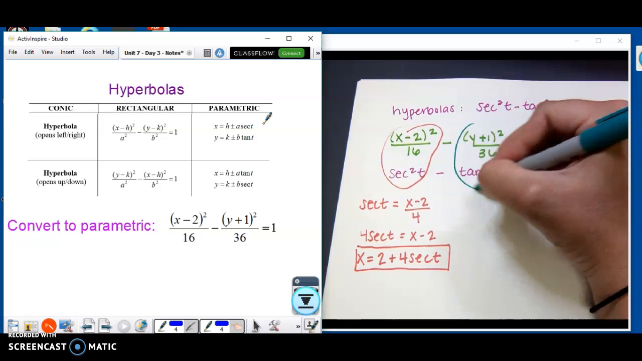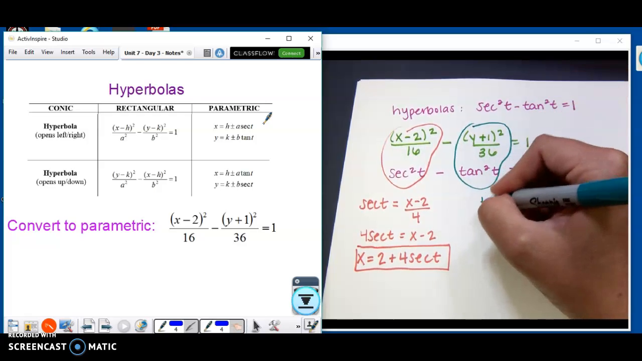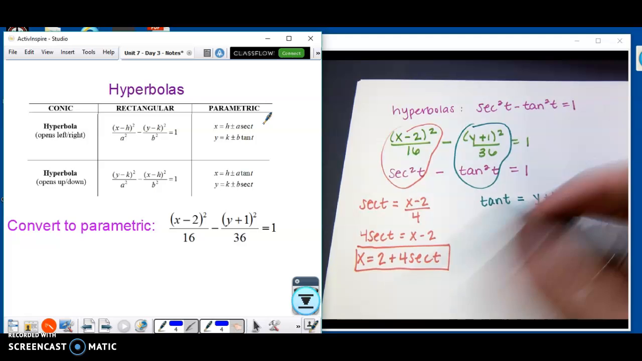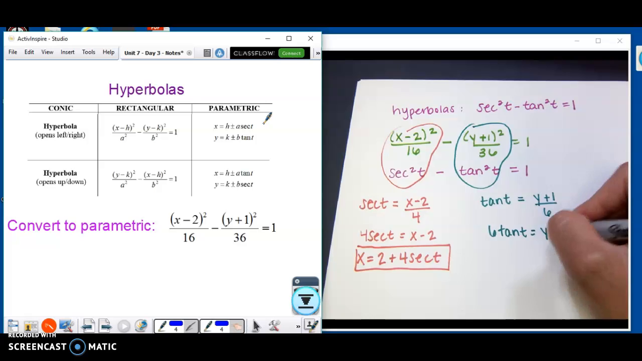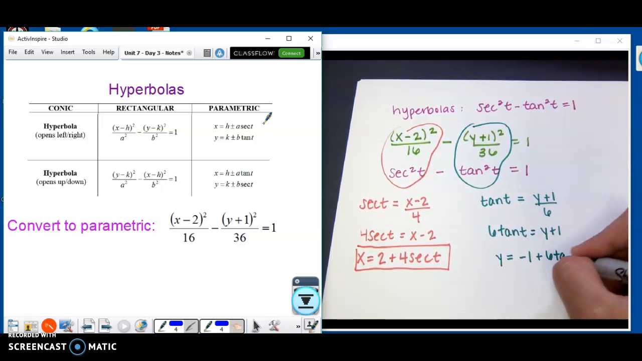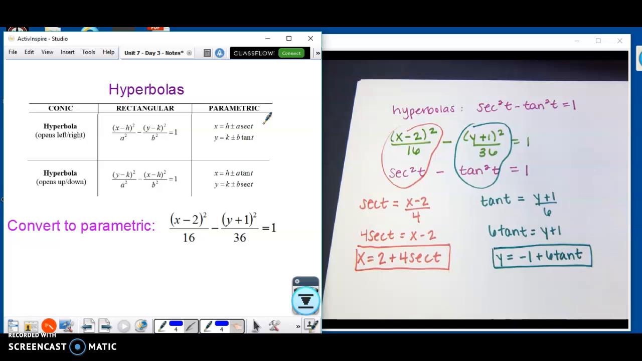Do the same thing over here. I'm going to compare and take the square root of all the parts. So we're going to end up with tangent t equals y plus 1 over 6. I want to solve for y, so I'm going to cross multiply, subtract 1, and bring that 1 out front. So for y, I end up with negative 1 plus 6 tangent t.